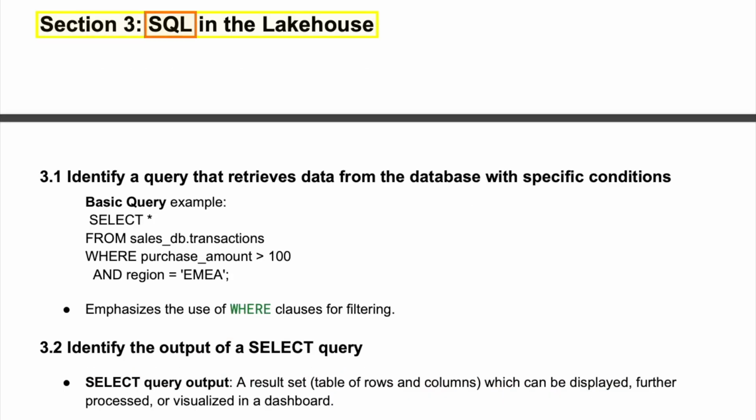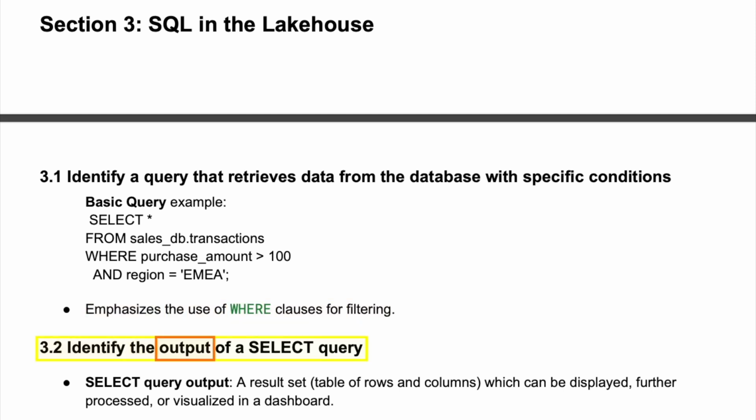Section 3, SQL in the Lakehouse. 3.1 Identify a query that retrieves data from the database with specific conditions. Basic query example: select asterisk from sales_db.transactions where purchase_amount greater than 100 and region equals EMEA. Emphasizes the use of where clauses for filtering.